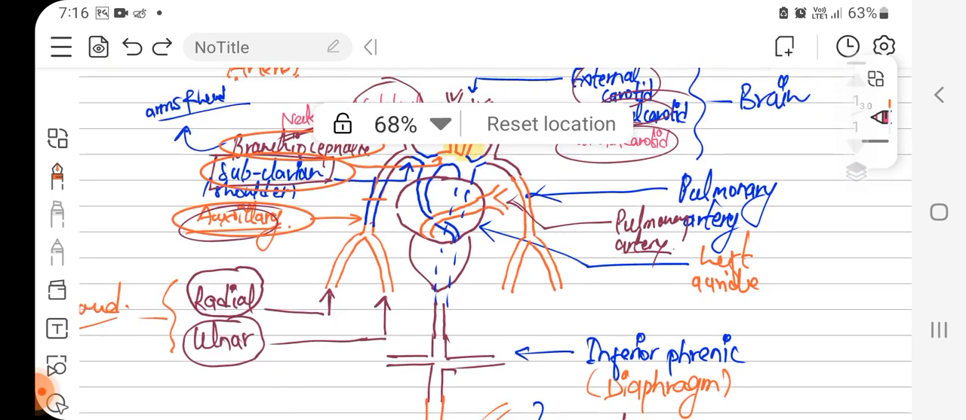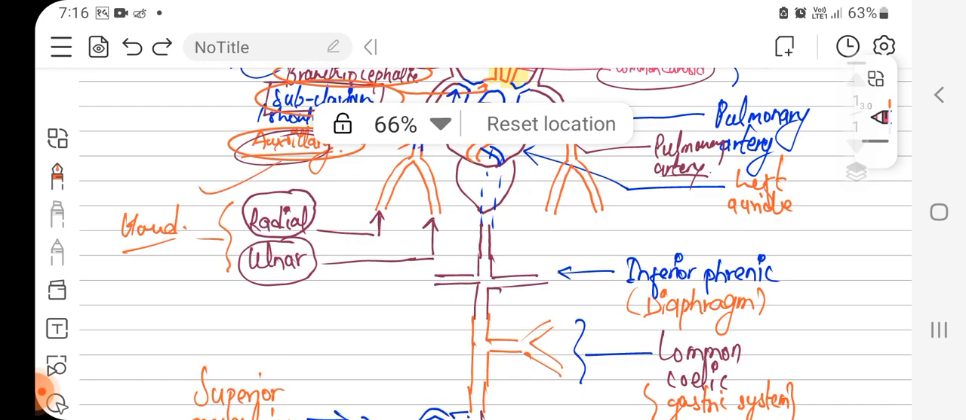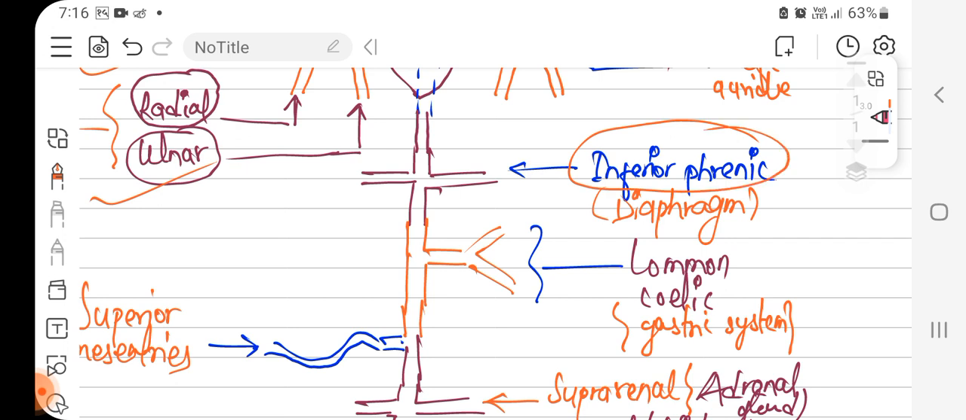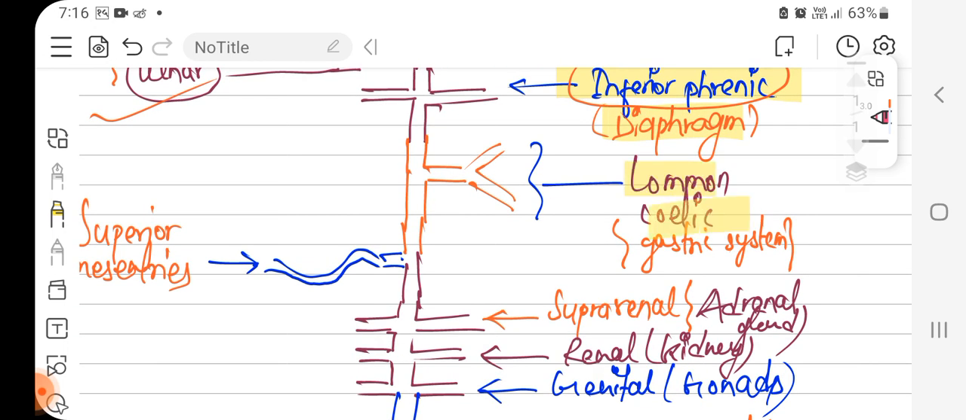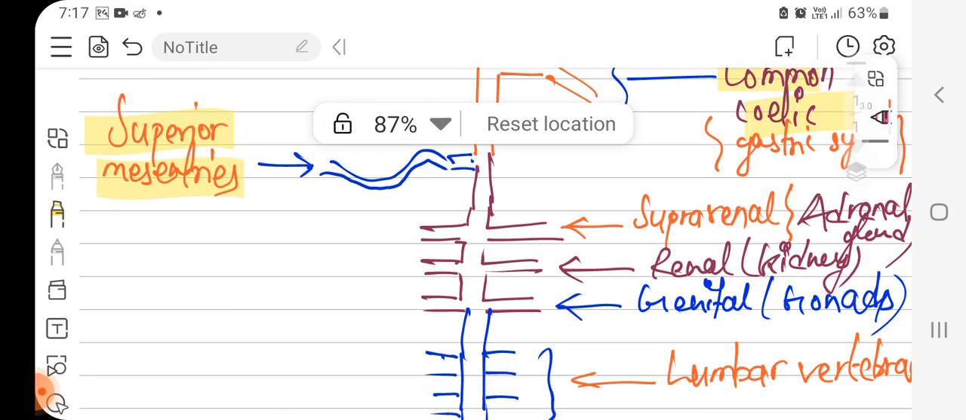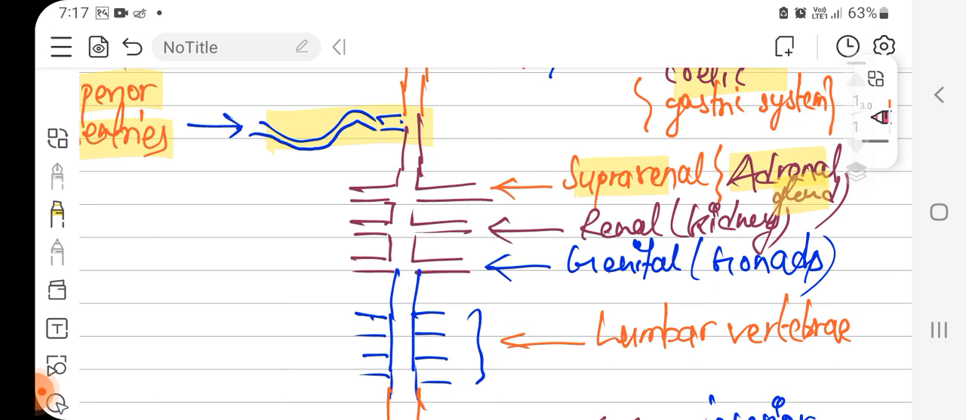Now we move on downside. This axillary is divided into different parts. One is radial and another is ulnar. Likewise, when we move downside, we have the inferior phrenic here. It supplies blood to the diaphragm. Now we have the common iliac on our left side, and another downside opening. This is known as the superior mesenteric. Superior mesenteric. Likewise, now downside we have the suprarenal or adrenal gland.